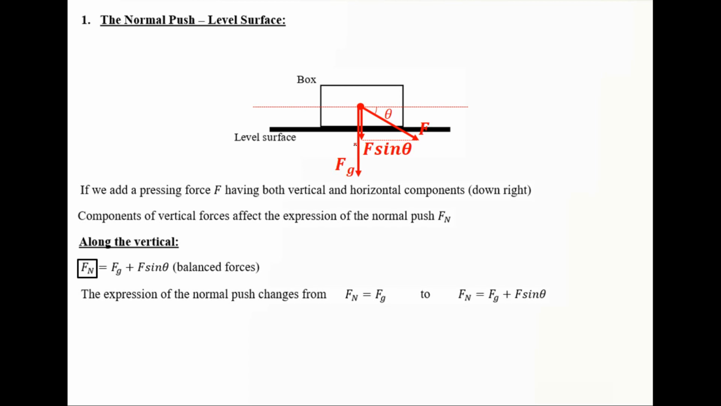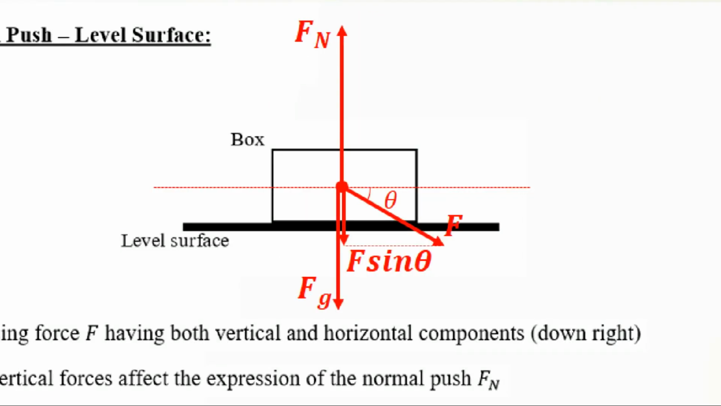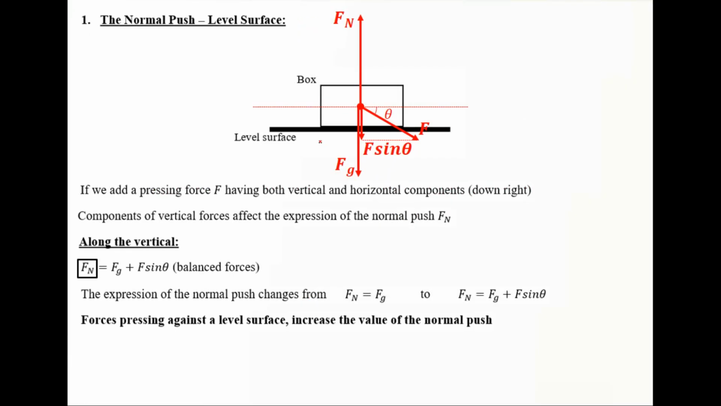And in this case, since the normal push increases, it should be replaced by a larger, taller, longer vector, such that this length is equal to the pull of gravity plus F sine theta. Forces pressing against a level surface increase the value of the normal push. Alright, and we don't care about the horizontal component because they don't affect the expression of the normal push.